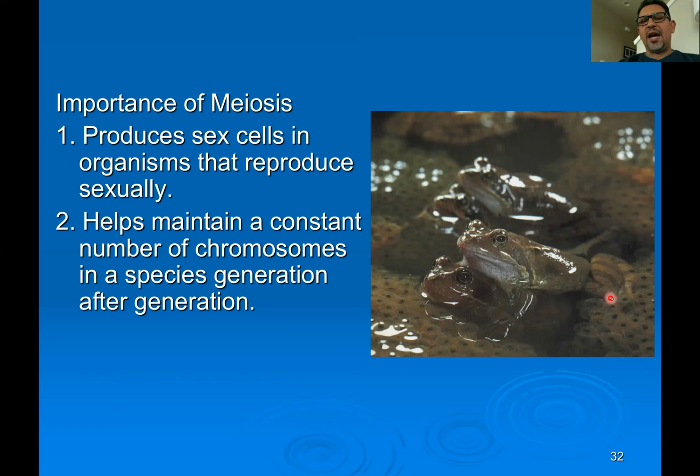Think about what would happen to us, humans, if meiosis didn't cut the number of chromosomes in half. If the sperm produced by a man had 46 chromosomes and the egg produced by a woman also had 46 chromosomes, the next generation will be made up of organisms or offspring where their cells are going to contain 46 plus 46.